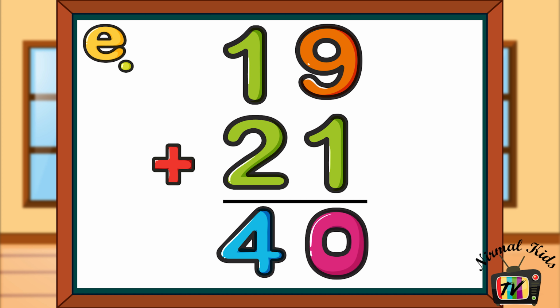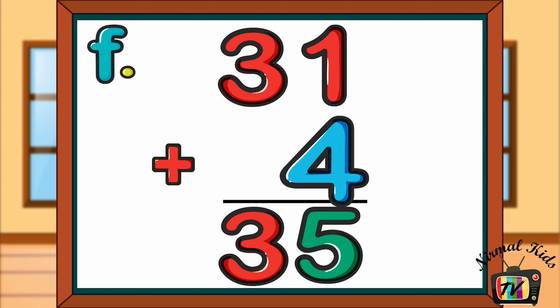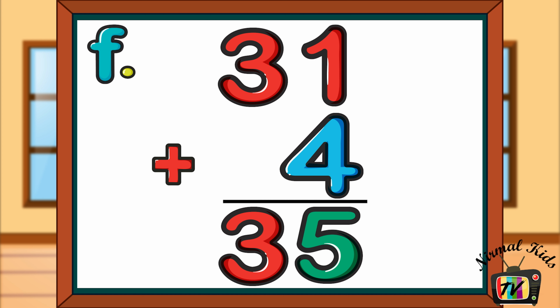Next, 1, 9, 19, 2, 1, 21. Now add 19 plus 21 equals 40. Next, 3, 1, 31, 4. Now add 31 plus 4 equals 35.